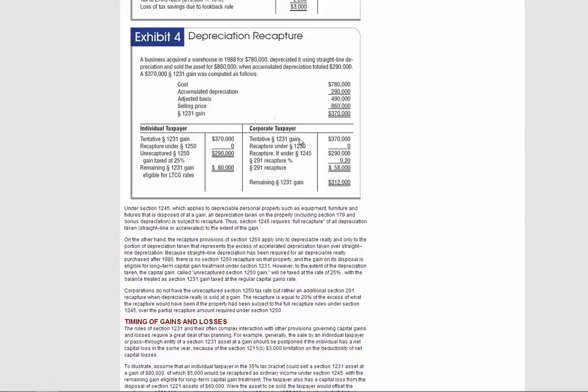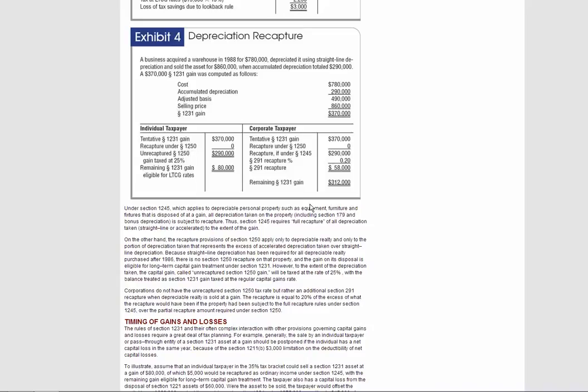But the corporation got 370, you recapture it under 1245, which is 290,000. They do a Section 291 recapture percentage, which is 20%. 291 recapture is 58,000. The remaining 1231 gain is 312,000. And pretty much goes through 1231.